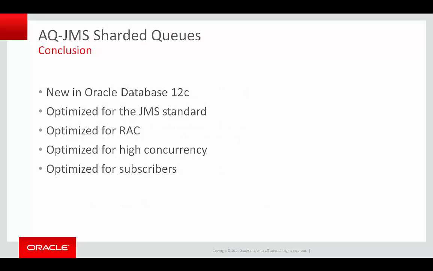So I hope you learned something about sharded queues and this new feature in 12c. We're very happy with sharded queues, and we think they're the best database-backed messaging system out there. They've been optimized for the JMS standard. They've been optimized for RAC and high concurrency and for a larger number of subscribers. So this kind of leapfrogs the non-sharded queue implementation. We hope that if it meets your needs, you'll give them a try.